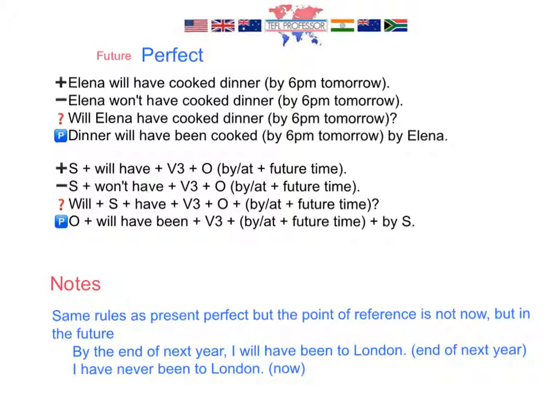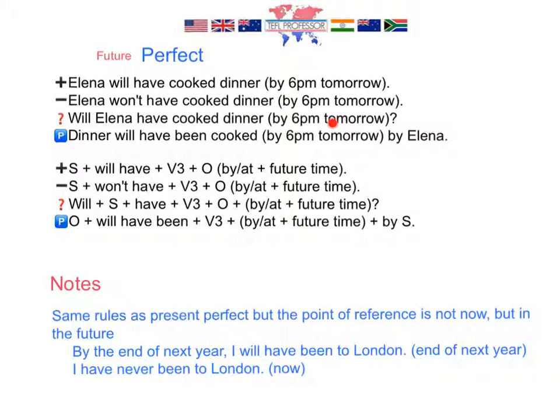Future perfect is the same as present perfect and past perfect, but the point of reference is not now, but in the future. I have never been to London, as I said. By the end of next year, I will have been to London. The end of next year is the point of reference that we're looking at. Elena will have cooked dinner by 6 p.m. tomorrow. Again, we want to include this time reference, the future time, and we're going to use will have plus verb 3.